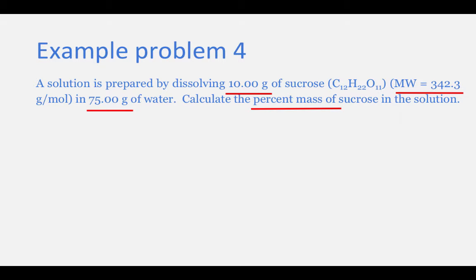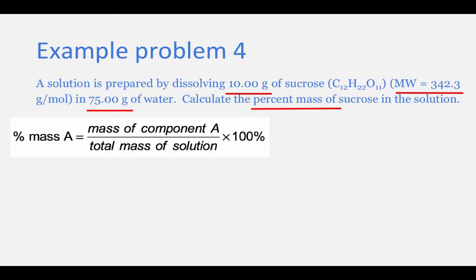Third, what do you know? The definition of mass percent of component A is the mass of component A divided by the total mass of solution times 100%. So your component A is sucrose. So you already know the numerator. It is the 10.00 grams of sucrose. Let's leave the numbers in grams to find this answer.